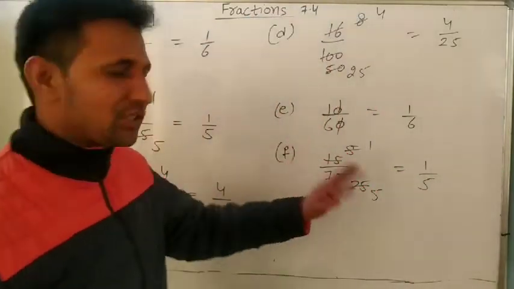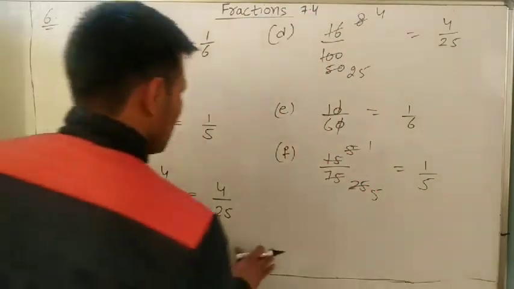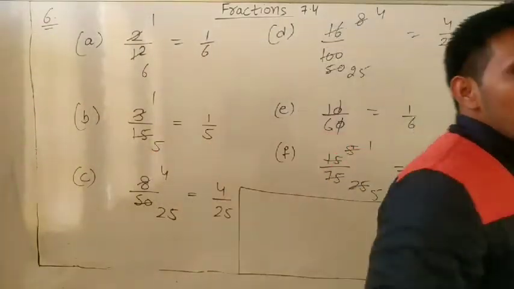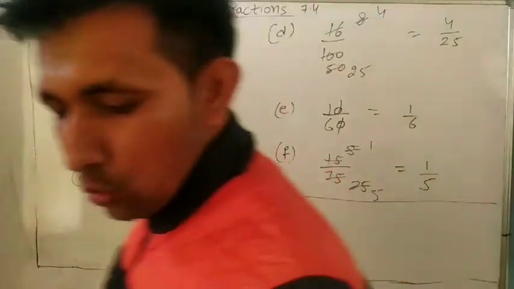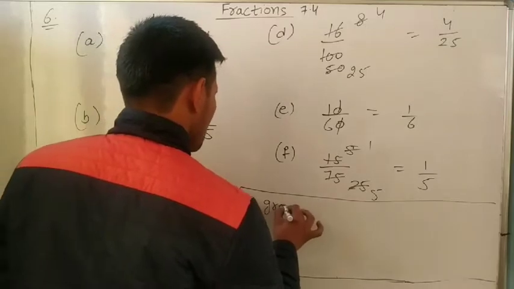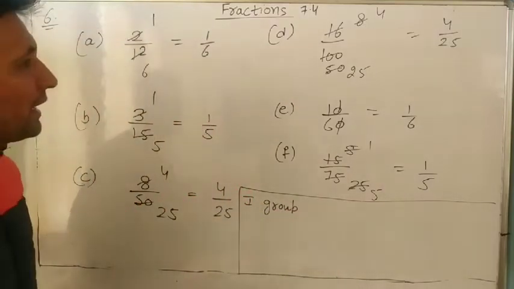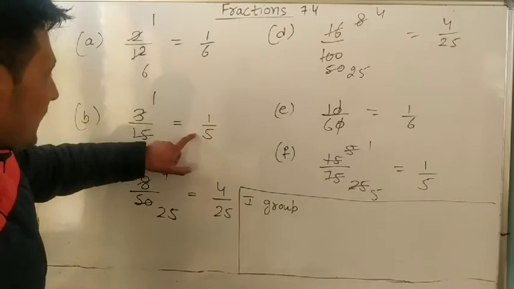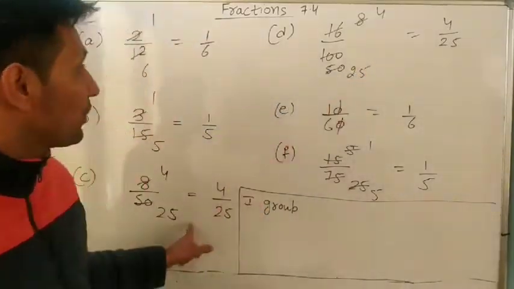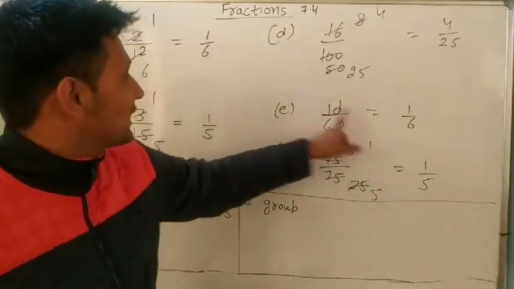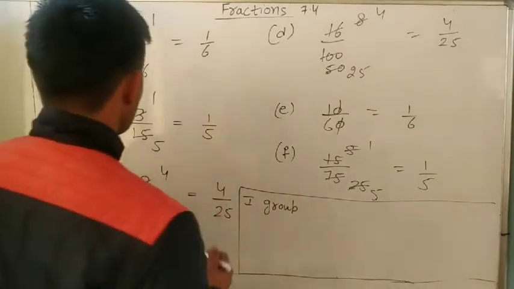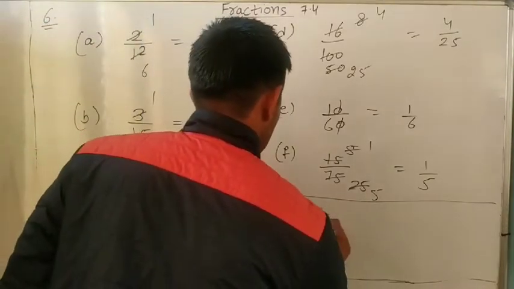And the rest of the fractions you will solve yourself. Now what will we write? How many groups do we have to make? We have to make 3 groups. So we will write the first group. So how many fractions are there? 1 by 6, 1 by 5, 4 by 25. Yes, these are in the same group: 1 by 6, 1 by 6, they are in the same group. 1 by 5, 1 by 5.